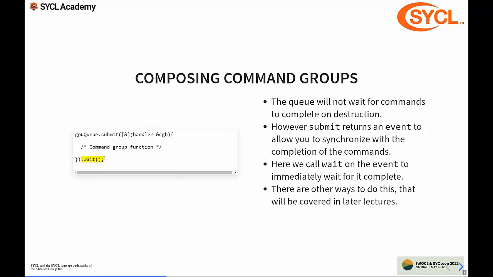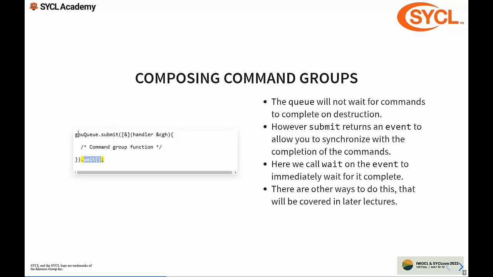Again, implicitly the queue will not wait, and if you want it to wait for other commands to complete, then the submit method actually returns an event. And there are multiple ways how you can synchronize in SYCL via these events. So in this simplest example, the event is returned and we are calling the wait function on this event, right?